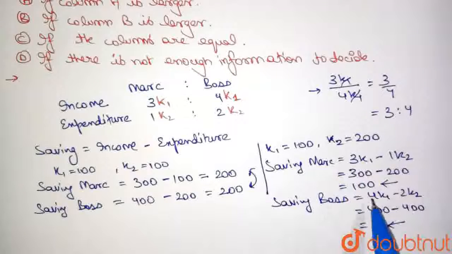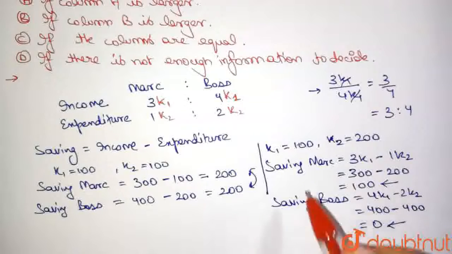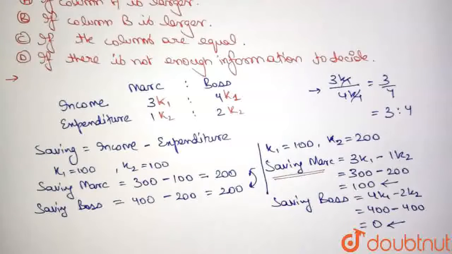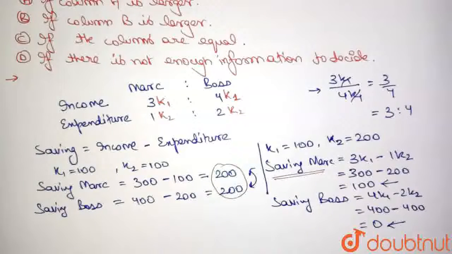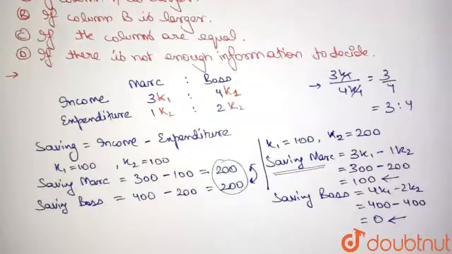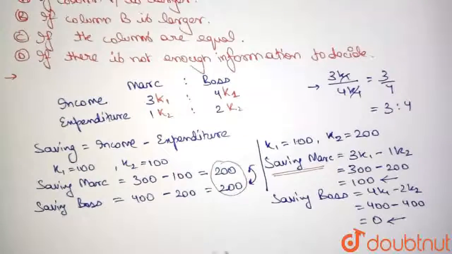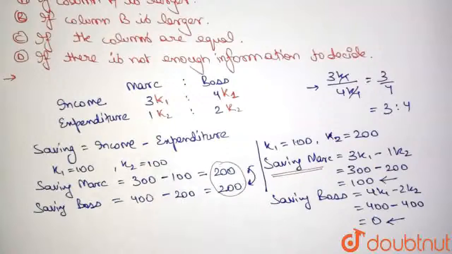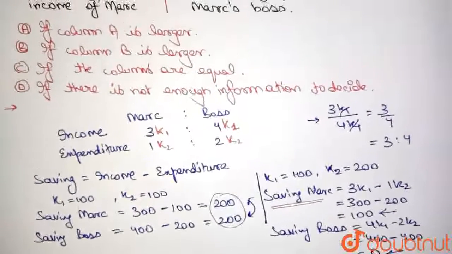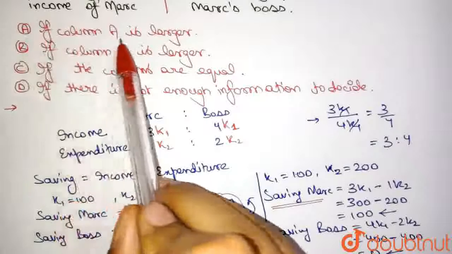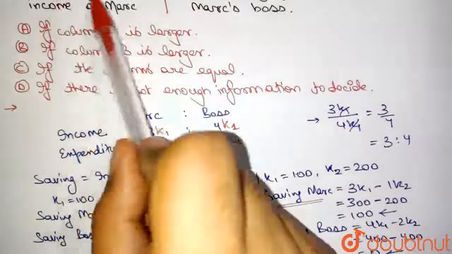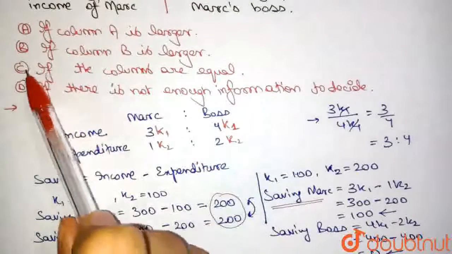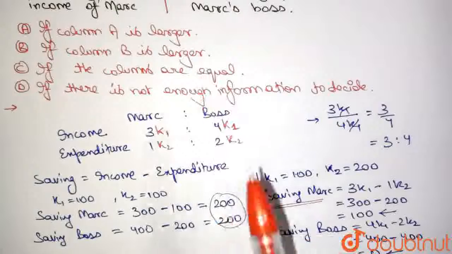So in one of the cases, I saw that saving of Marc is greater than saving of his boss, right? On the other case, I saw that both of those values are actually equal. That means we are getting different outputs from the data that has been given to us. So definitely we have to tick the option. Option A says if column A is larger. So we got column A larger in one case, which is the saving from income of Marc, and option C is if the columns are equal. So we also got that the columns are equal.